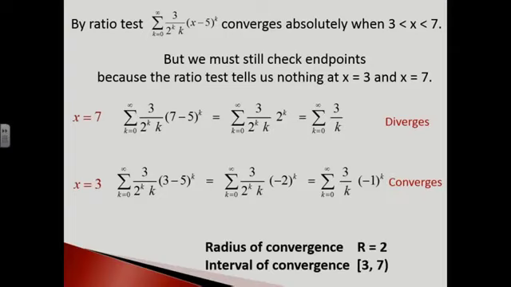Summarizing what we have discussed so far, the series converges for x greater than or equal to 3 and less than 7. The radius of convergence is 2.